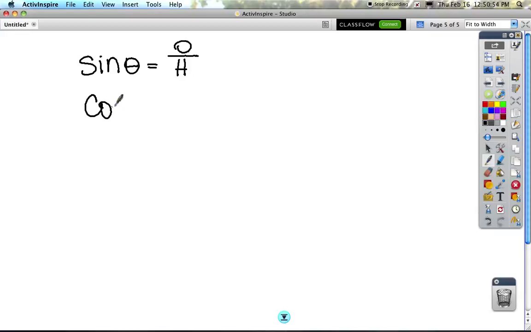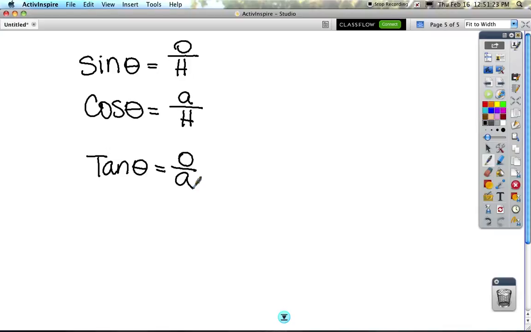hypotenuse. Cosine of theta is equal to adjacent over hypotenuse. And tangent of theta is equal to opposite over adjacent. Okay, so once again, let's pick up on page 3 of our packets where we're looking at trying to solve for the two unknown sides.